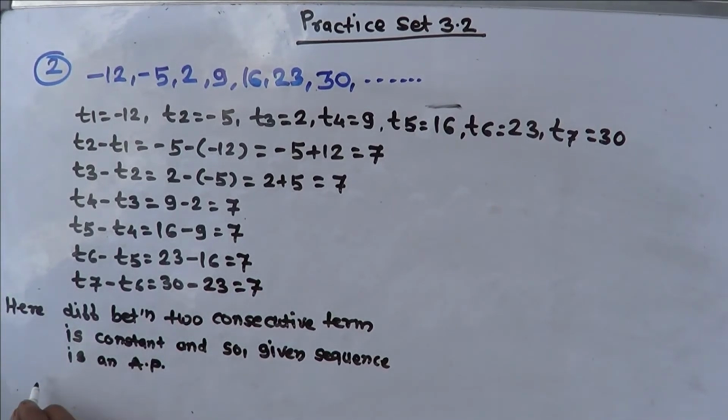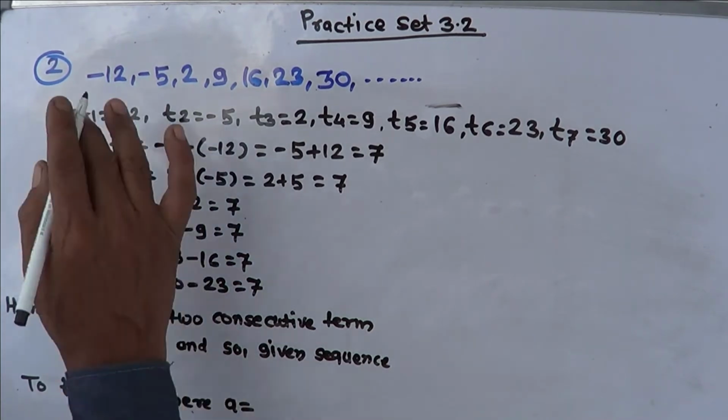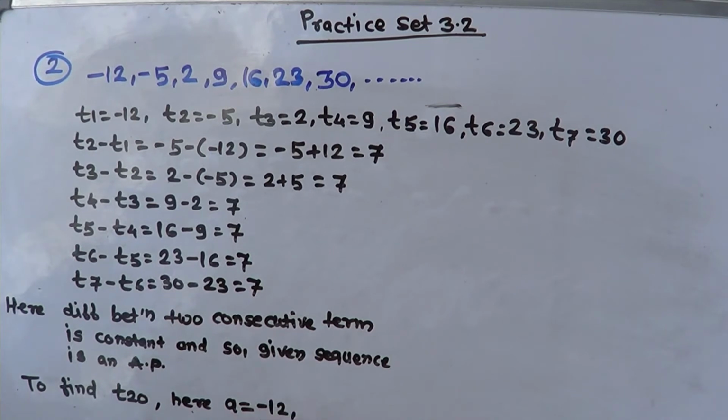So to find the 20th term, to find T20, 20th term means T20, we have to take our first term, that is A. Here A is equal to our first term, that is minus 12. D is the common difference, that is 7. Here we have to find the 20th term, that is T20, and so n will be equal to 20. So the value of n is 20 and we will find here T20.